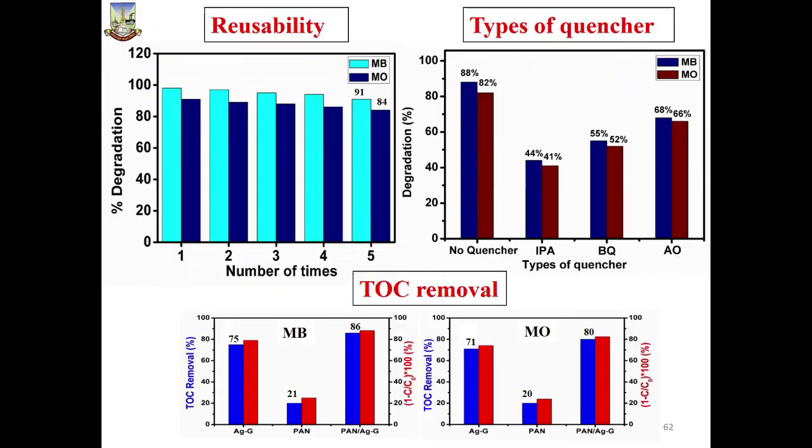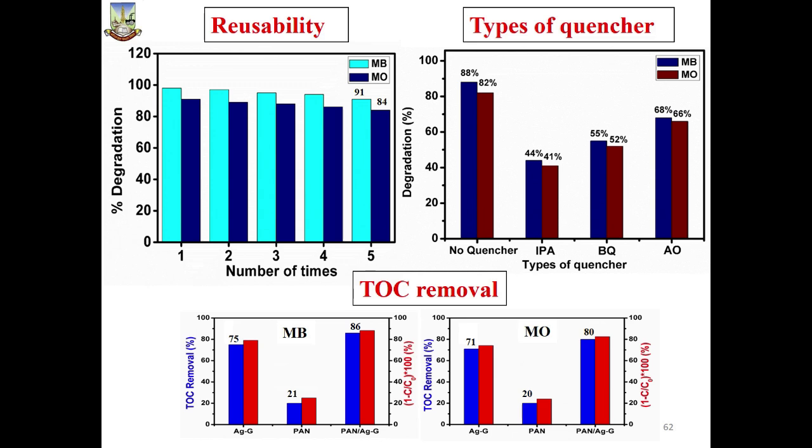For reusability, in the presence of quencher, we have used different quenchers, and we have done a cyclic study. Methylene blue shows 91% degradation, while methyl orange shows 84% degradation. A very marginal decrease in the degradation rate is observed, and even after the 5th cycle, the material does not lose its catalytic activity. It is a highly porous material.